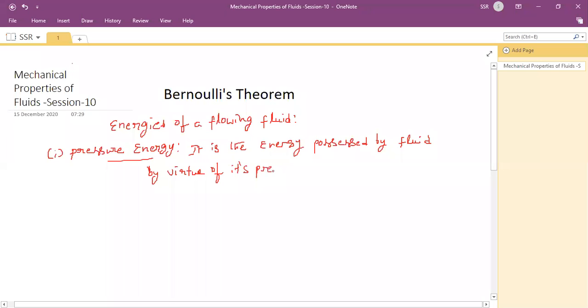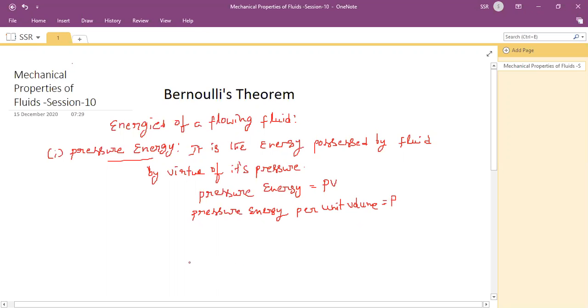So what is the equation for pressure energy? Do you remember? Pressure energy is equal to P into V, where P is the pressure and V is the volume of the fluid. Then pressure energy per unit volume is equal to P. Do you remember? That is equal to static pressure.